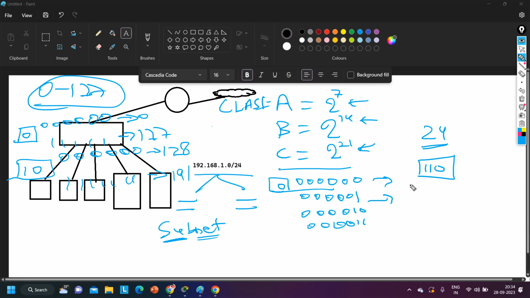Okay, correct. So how many bits are free in the first octet? 5 bits. In the second octet 8. In the third octet 8. So the total is 21. Is it clear now?